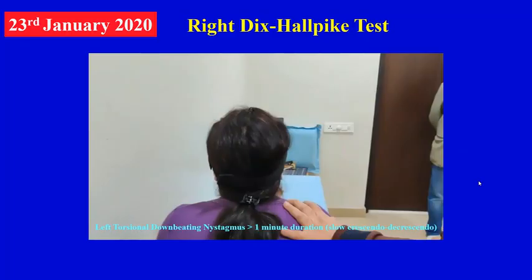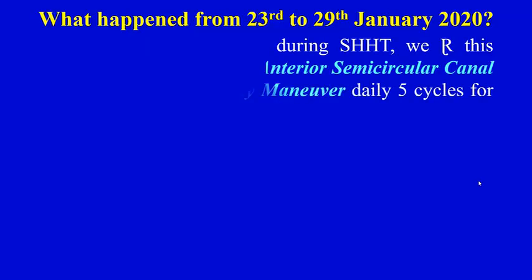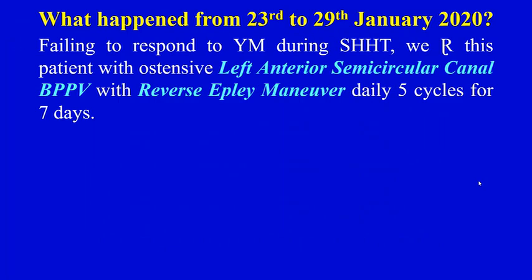I treated this patient as left anterior semicircular canalolithiasis with the Yacovino maneuver first. Then, failing to correct her, I started the reverse Epley maneuver. Reverse Epley maneuver in this patient would mean starting the Epley maneuver from the right side for this presumed left anterior semicircular canalolithiasis. So, failing to respond to the Yacovino maneuver during the straight head hanging test, we treated this patient with ostensible left anterior semicircular canal BPPV with the reverse Epley maneuver daily, 5 cycles for 7 days.